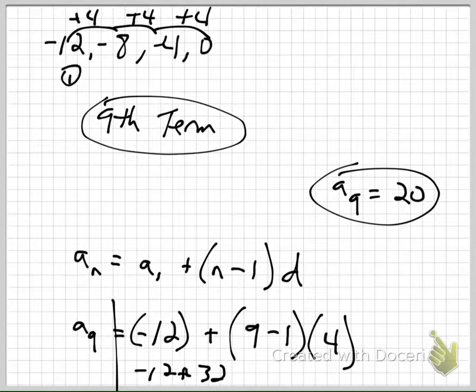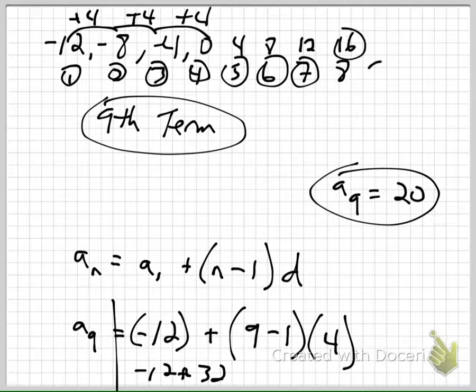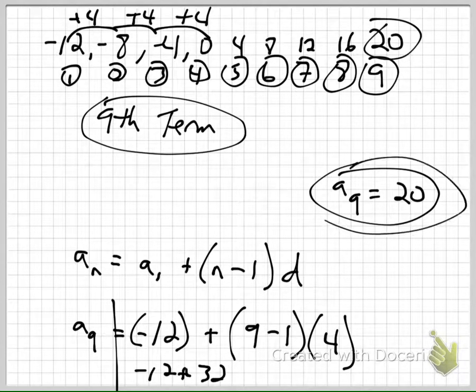Here's the first term, second term, third term, fourth term. What's the fifth term? 4. What's the sixth term? 8. What's the seventh term? 12. What's the eighth term? 16. What's the ninth term? 20. We just figured that out using the formula. Does that make sense? Okay.